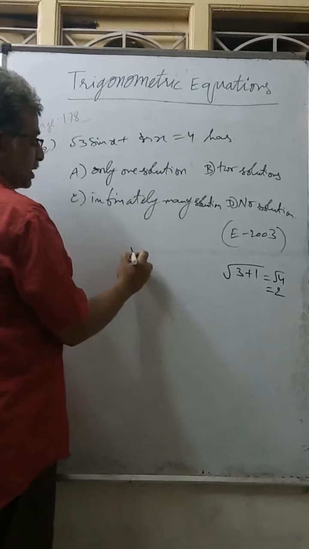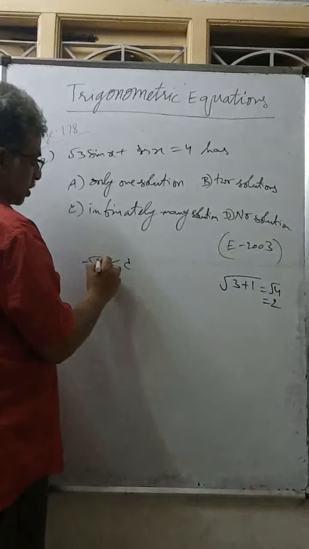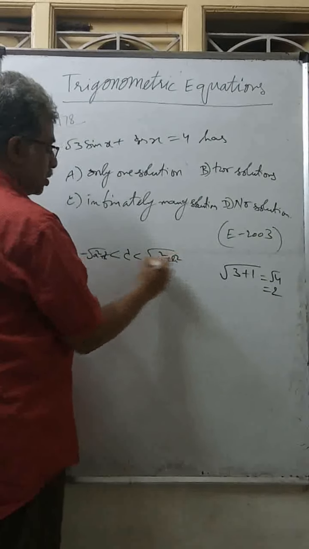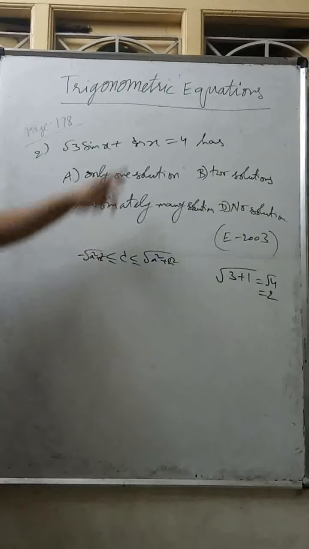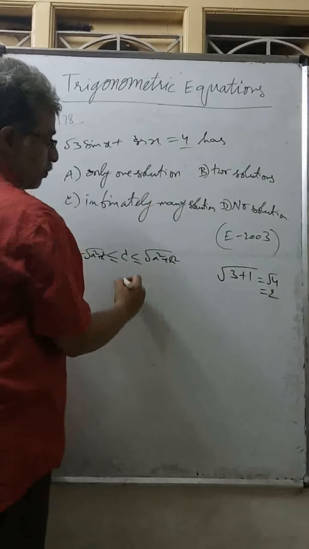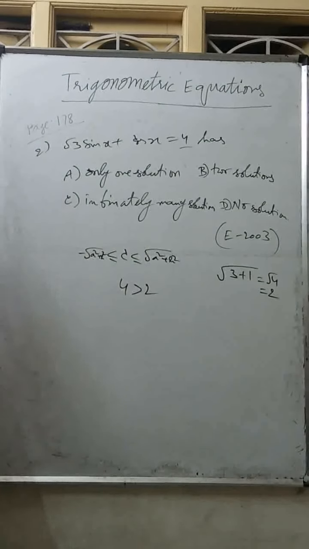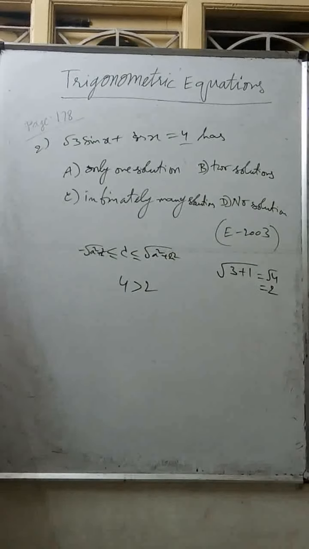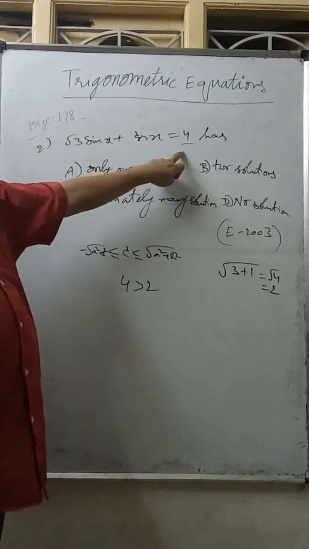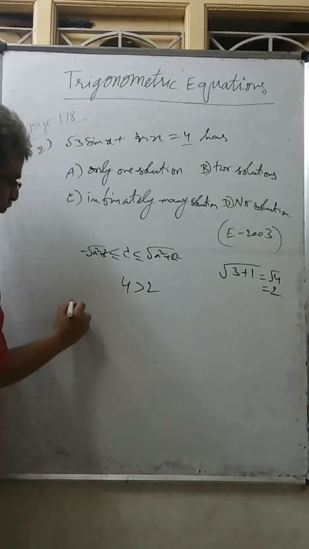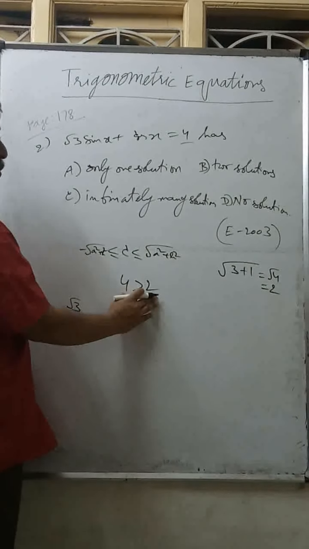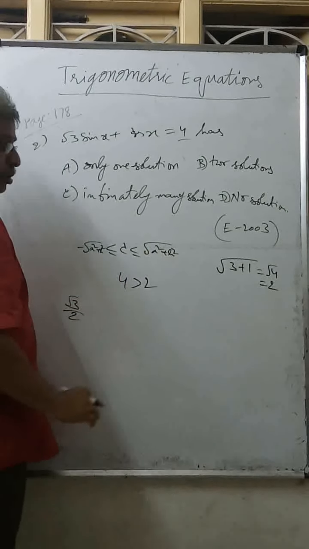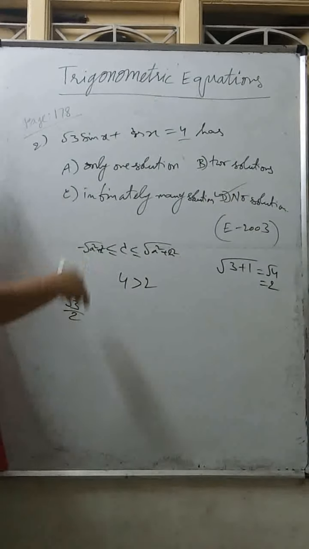What I told you is that C must lie between minus root of a square plus b square and plus root of a square plus b square. C must lie between these two values. But here we are getting C as 4. 4 is more than 2, but we need it to be less than that. The C value must always be within these two limits. If you divide this 4 by 2, here C is more than root of a square plus b square. It should be less, then only there is a solution. Otherwise there is no solution, as I told. Answer is D.